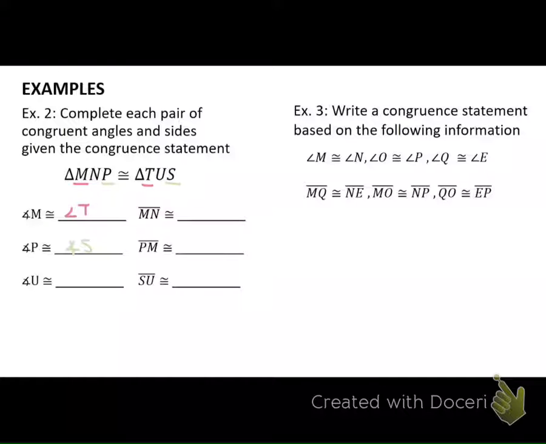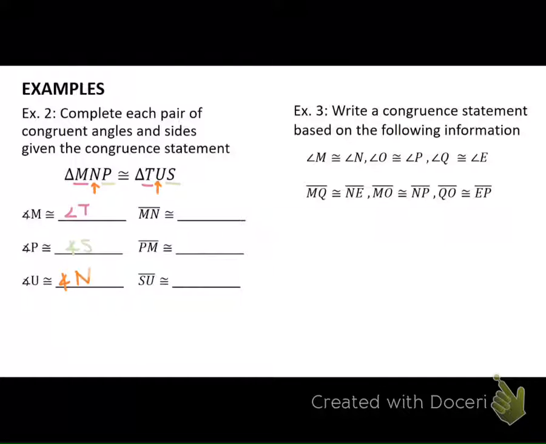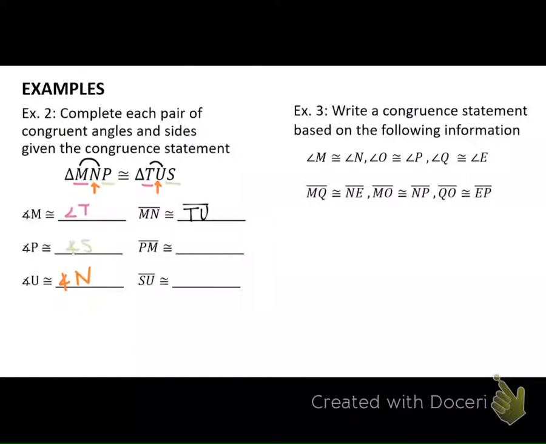Carmichael, angle U is congruent to angle? They're both in the middle position. Emma, MN is congruent to? Good, MN are the first two, TU are the first two, so that makes sense. Hunter, PM is congruent to? So PM are the last two and S and T are the last two. Austin, SU is congruent to? PN. Good, those are the last two.